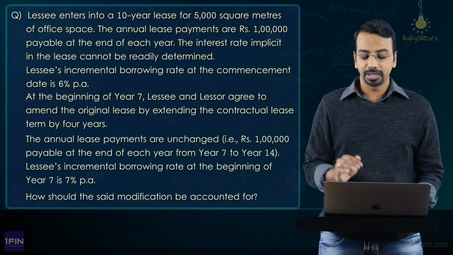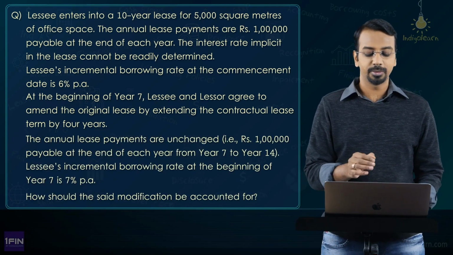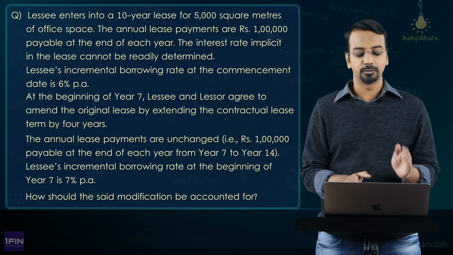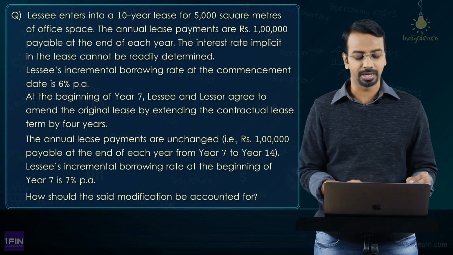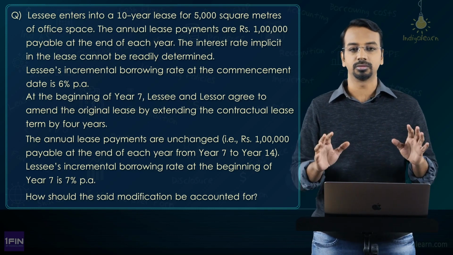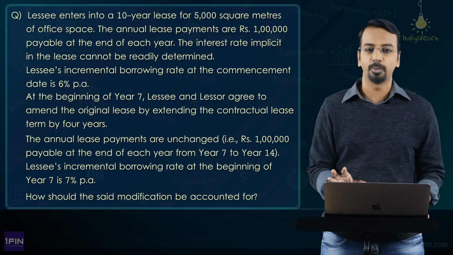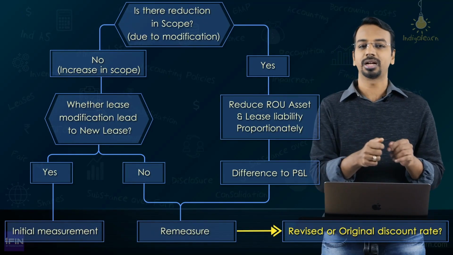The annual lease payments are unchanged, that is 1 lakh payable at the end of each year from year 7 to year 14. Lessee's incremental borrowing rate at the beginning of year 7 is 7% per annum. How should the said modification be accounted for? So, very simple question, nothing complicated. We just need to refer back to our chart and see what the accounting treatment should be.